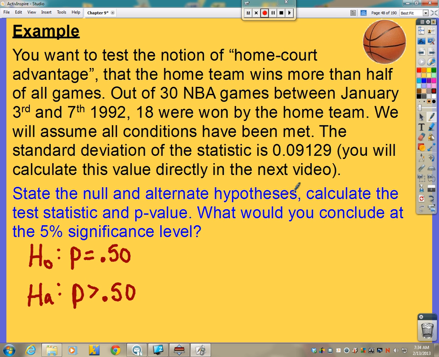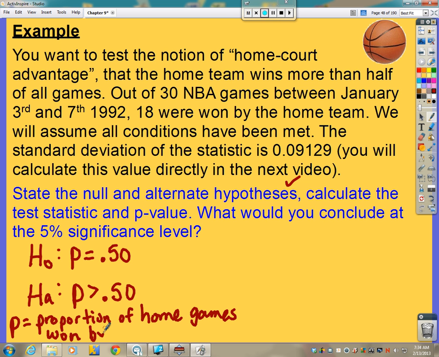So now we've stated our null and alternate hypotheses, and we'll go ahead and define our parameter here. P is the proportion of, we'll be more specific here, of home games won. Do we need to specify NBA? What do you think? Sure, why not? By NBA teams.